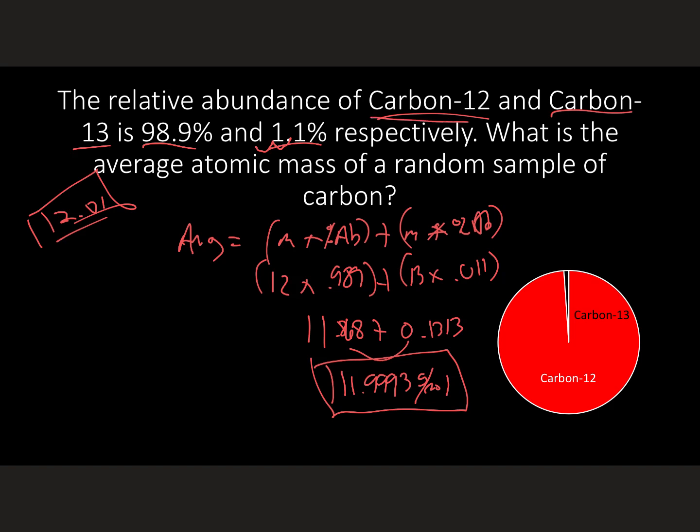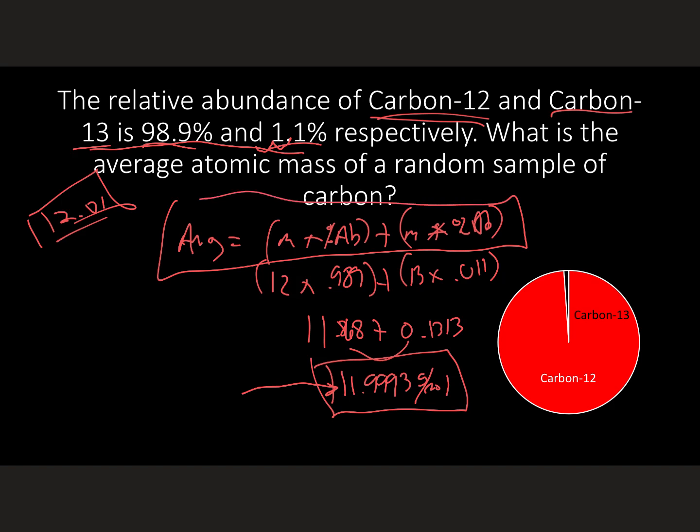So essentially, if this were the abundance of carbon 12 and carbon 13, this is the average atomic mass that we would use, similar to the number on the bottom of the periodic table. So this is how you calculate average atomic mass. Just use this formula, and it's pretty straightforward.